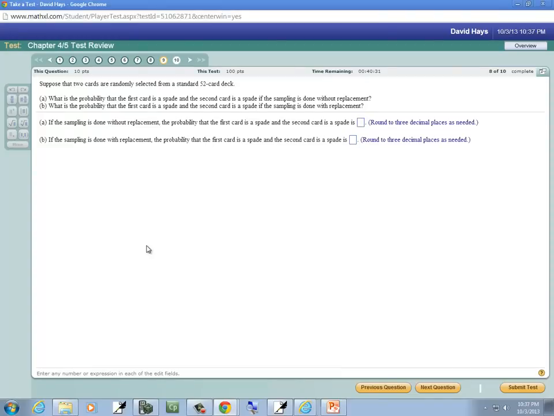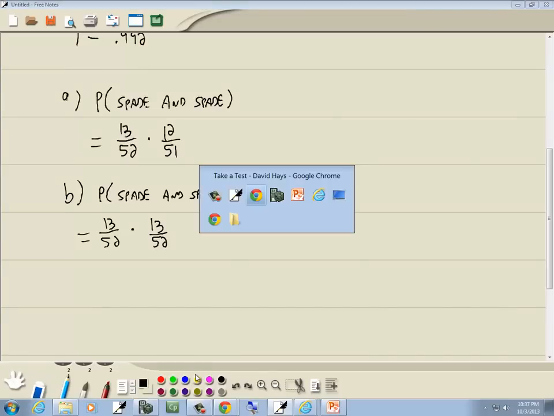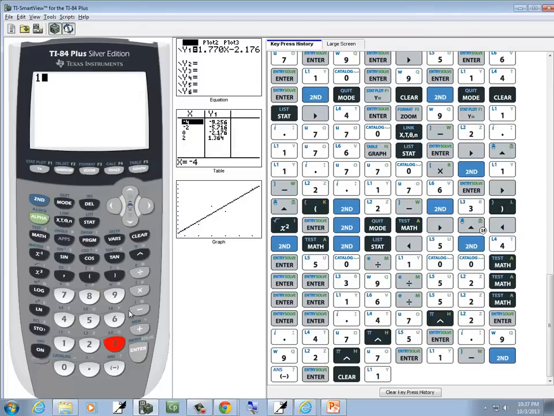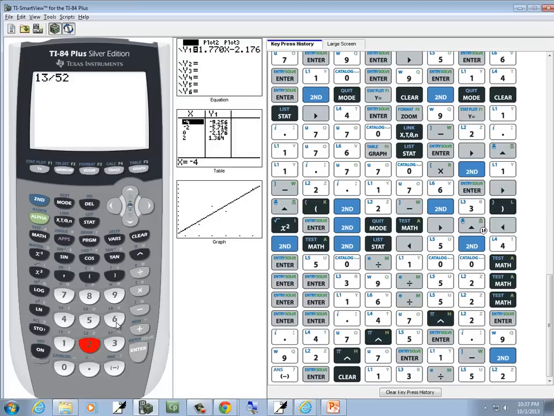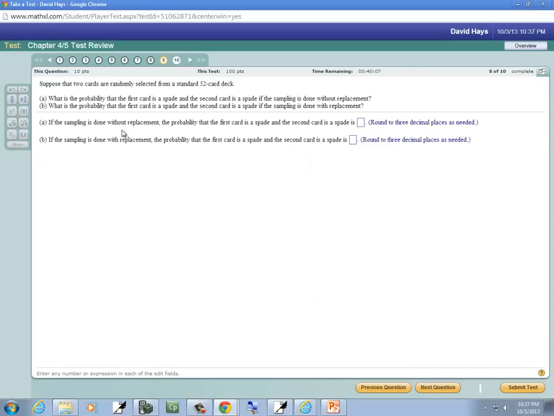How do they want the answer? Round to 3 decimal places. Okay. So let's plug this in the calculator. So I'm going to do 13 divided by 52 times 12 divided by 51. Enter. 0.059.